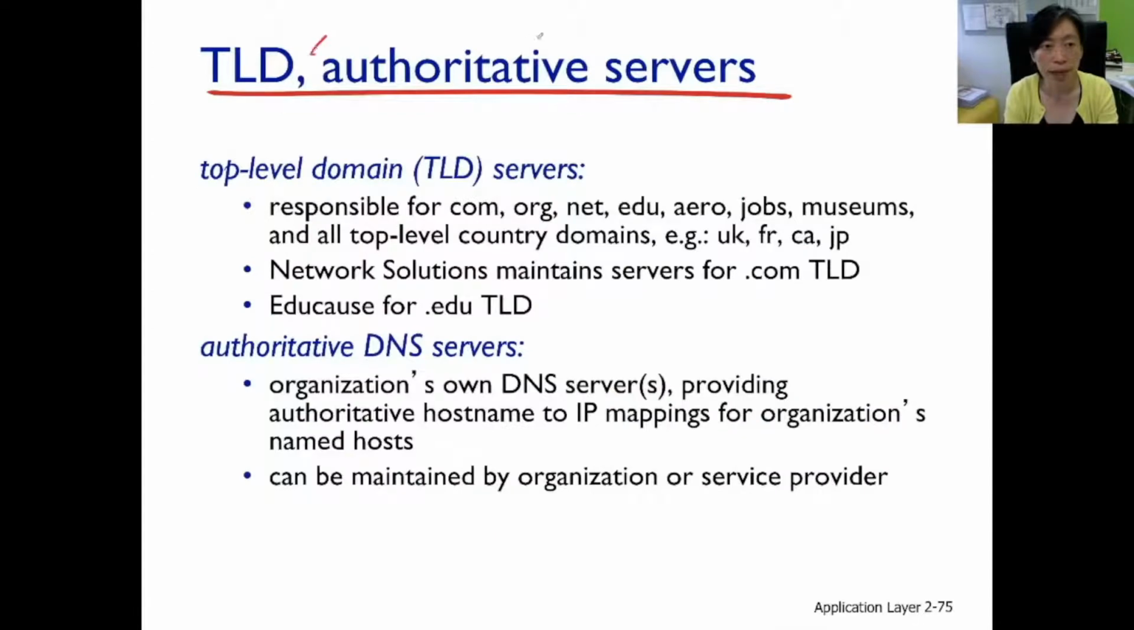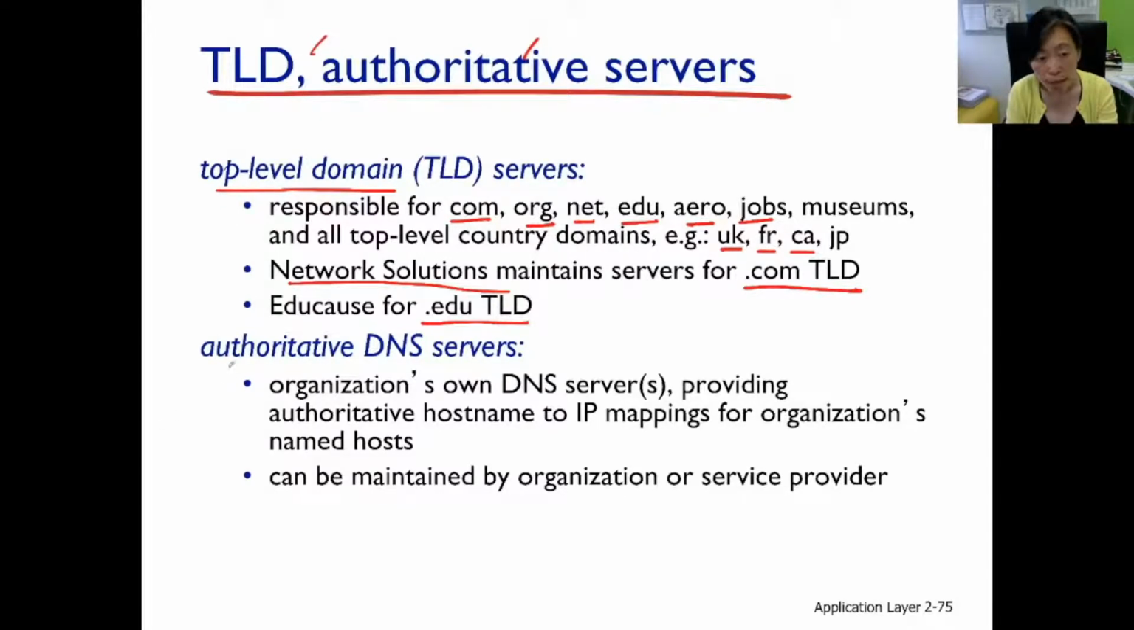Next, the second and the third level DNS servers. At the second level, we have a bunch of these TLD servers, top level domain servers. They're each responsible for a different top level domain. So top level country domains as well, UK, FR, CA, etc. So essentially, this is the last part of the host name there. Right? And each of these TLD servers is maintained by some sort of organization of public interest. Some people call them NGOs. So for example, Network Solutions maintains the servers for the .com TLD, and EduCause for the .edu TLD.